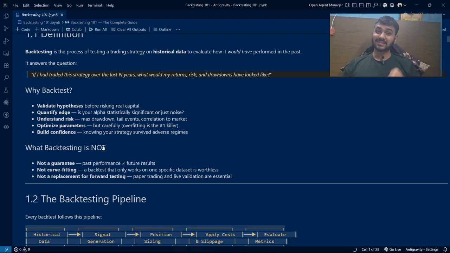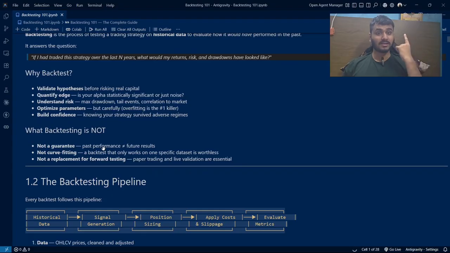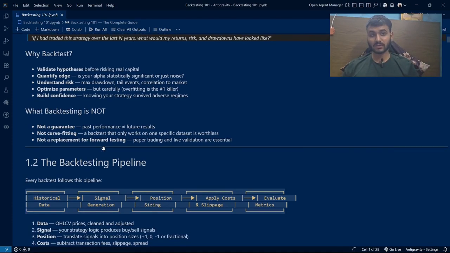Now, what does backtesting not guarantee? It does not guarantee profits. It does not guarantee you against curve fitting, right? If your strategy only works on a specific market regime, a specific data set, it's curve fitted. It's also not a replacement for forward testing. Now, what do I mean by forward testing? Paper trading or live validation.